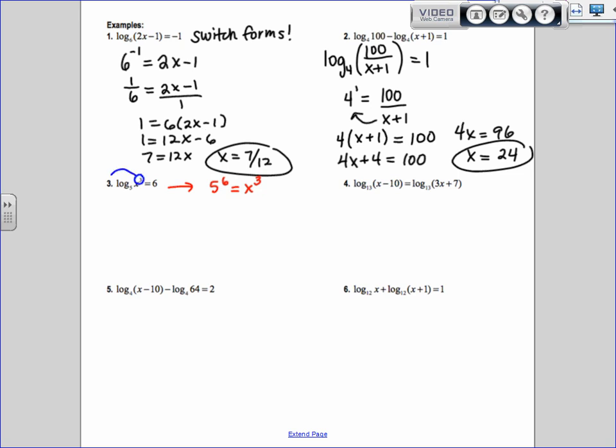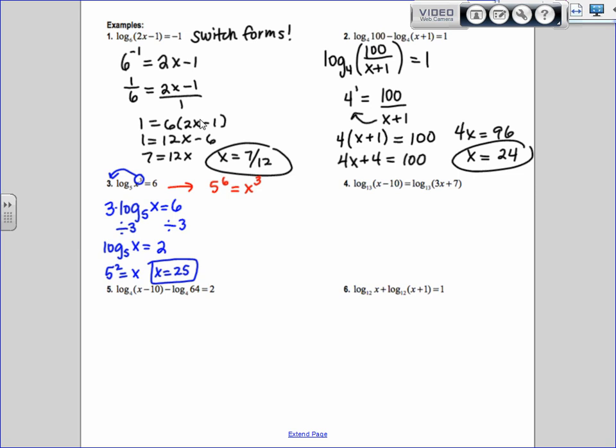So how about this? I have a power, right? I can bring powers to the front. So I can do 3 times log base 5 of x equals 6. And then I divide by 3. So I get log base 5 of x equals 2. Now it's really easy to do. 5 to the 2 is equal to x. So x is equal to 25. Really easy to do without a calculator, right?